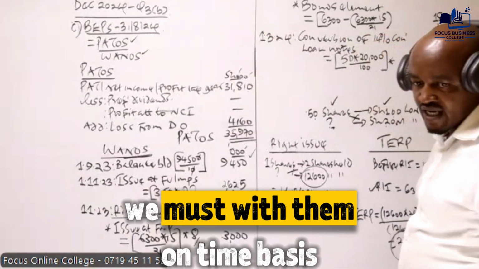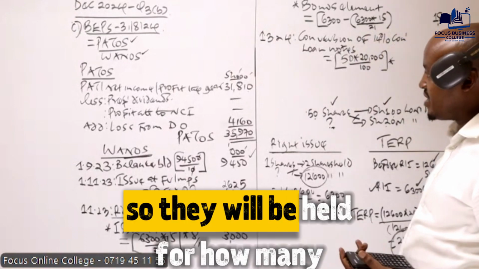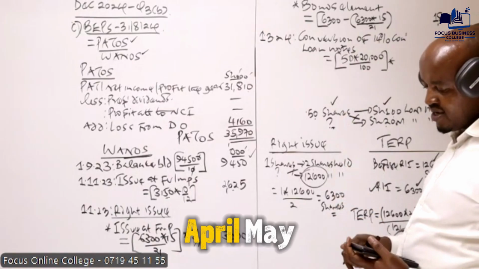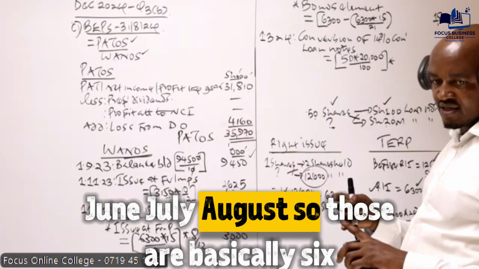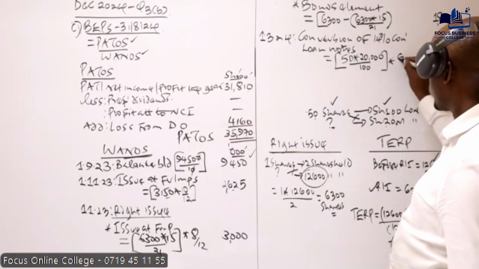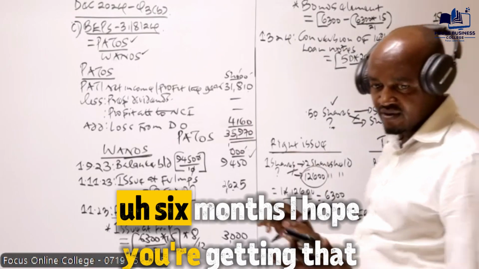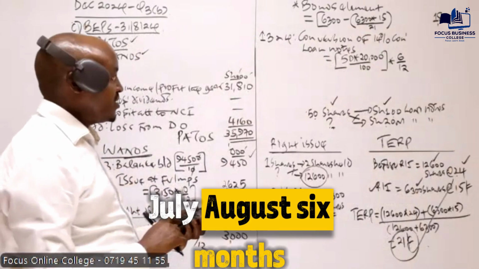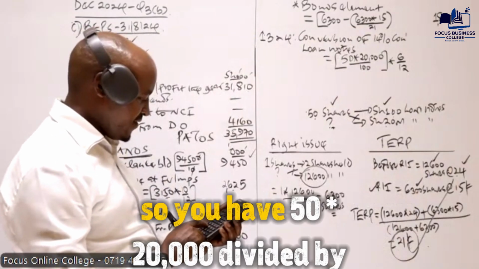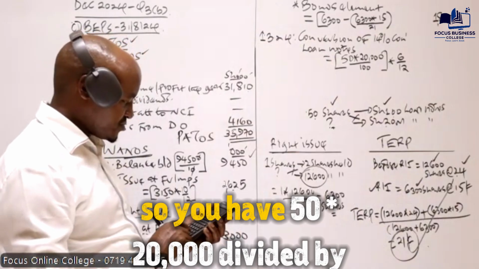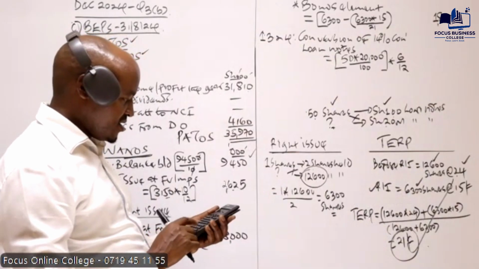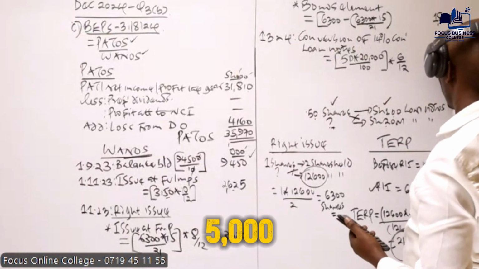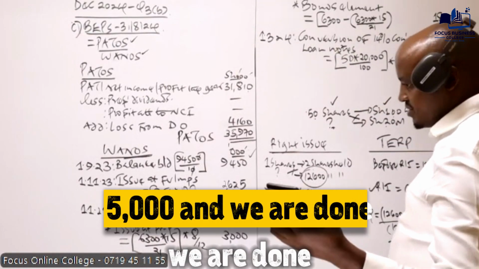We must weigh them on time basis. So they will be held for how many months? March, April, May, June, July, August. So those are basically 6 months. I hope you're getting that. So let's work out that. You have 50 times 20,000 divided by 100, then half of that, which is basically 5,000. And we are done.